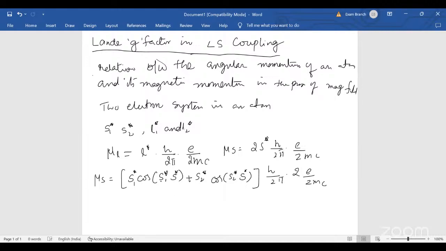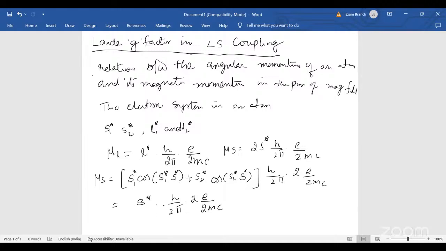So this entire bracket, S1 star cos S1 star S star plus S2 star cos S2 star S star, we are going to write here as S star. Later on we'll see that. So we write it as S star into the remaining h by 2 pi into 2e by 2 mc.